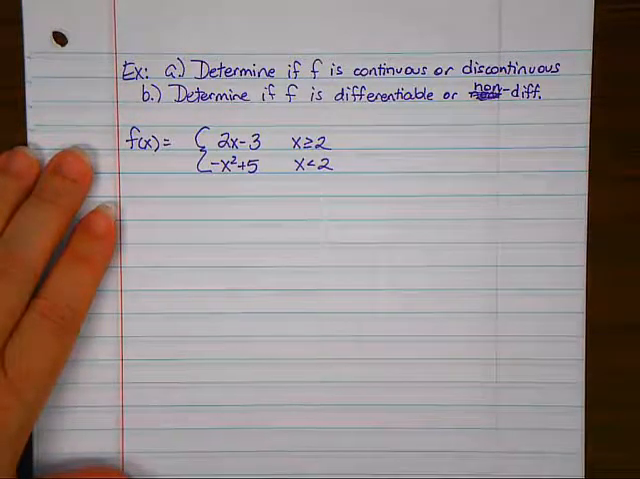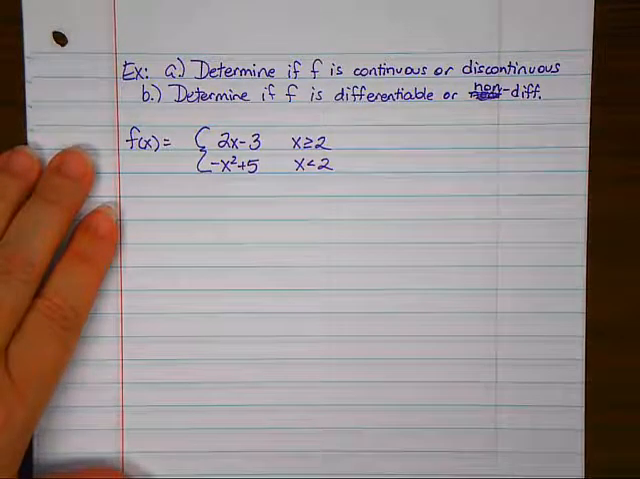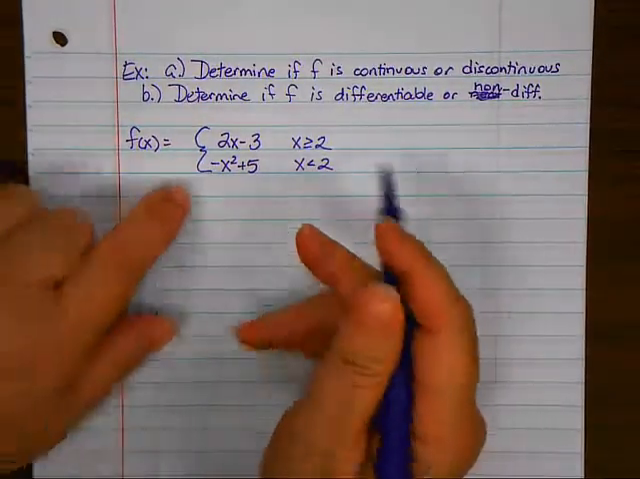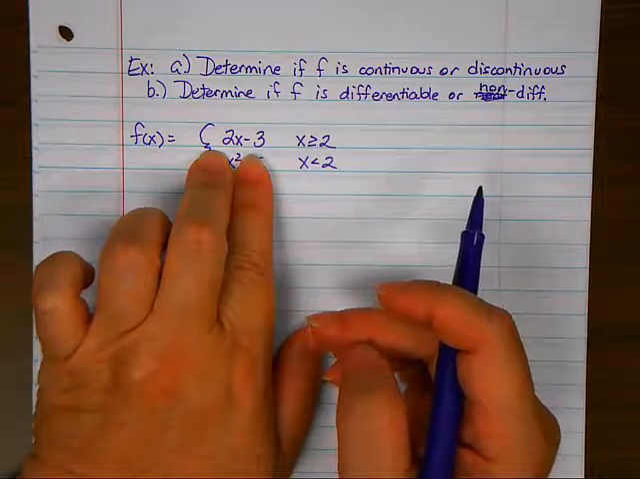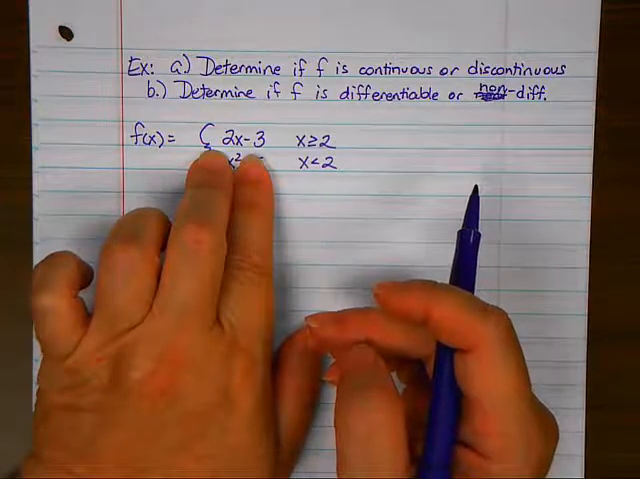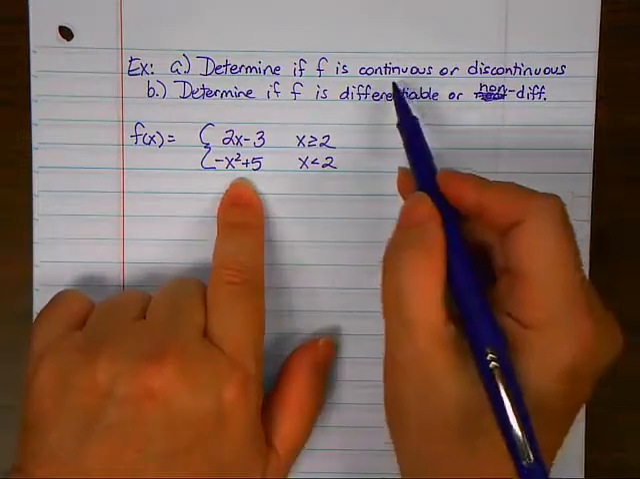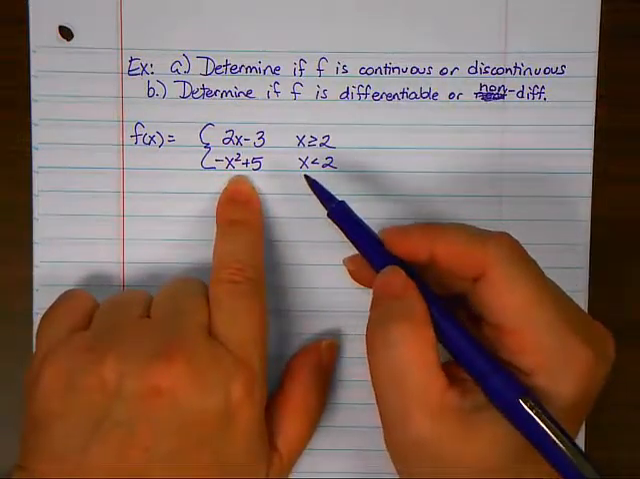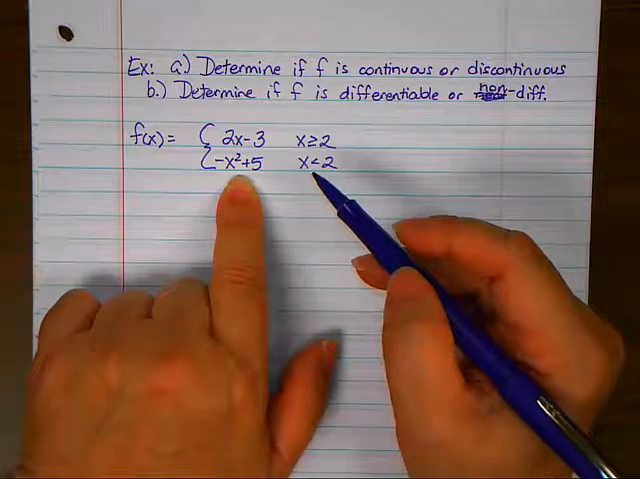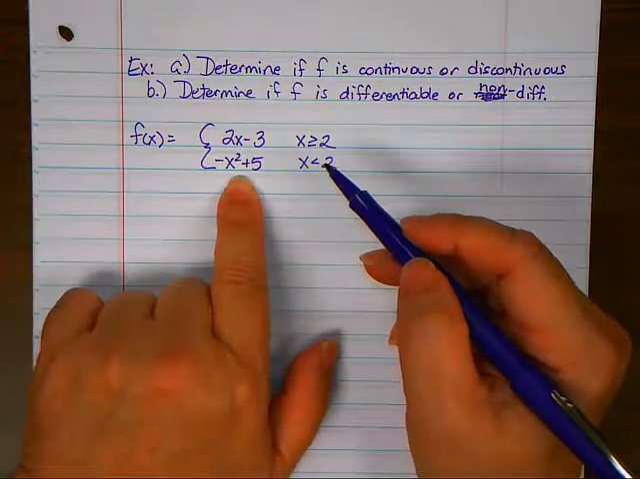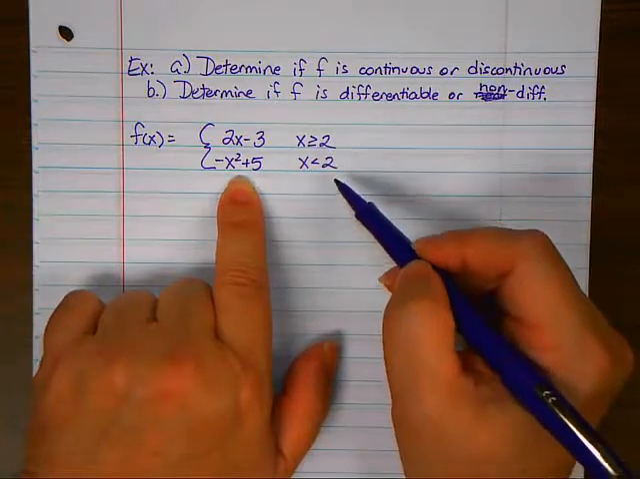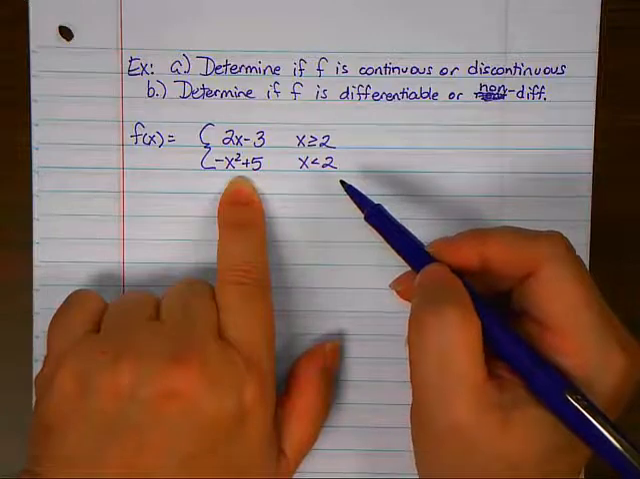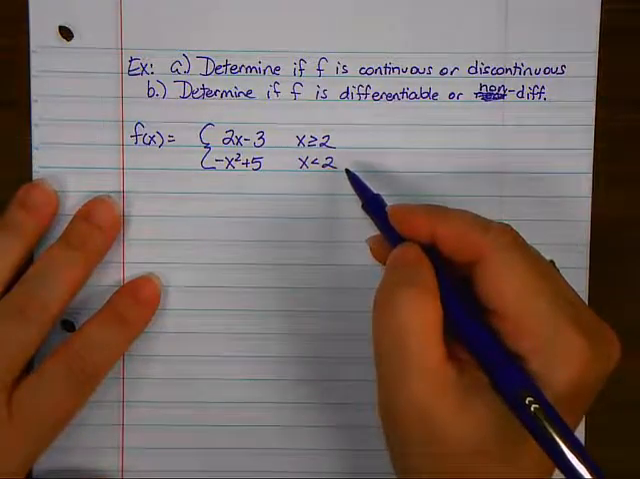Now, the last problem said, is this not differentiable at 0? This one doesn't tell me a point. So how do I know where to look? Well, let's take a look at this. First equation. What kind of graph is that? Linear. Are linears continuous? They have to be continuous. That's what we're looking for, is continuity. What's the second graph? Parabola. Is it continuous everywhere? Yes. So the only possible point of discontinuity is the point where the two graphs potentially meet, where one graph starts and the other one stops, right? So the point in question here is x equals 2.